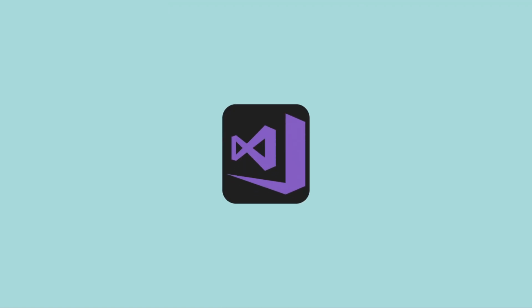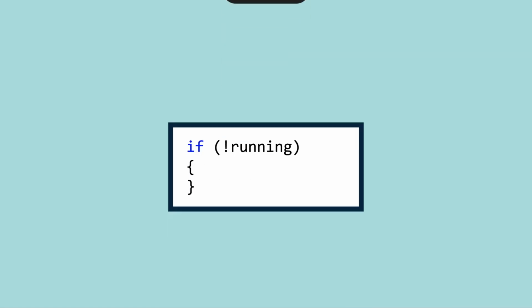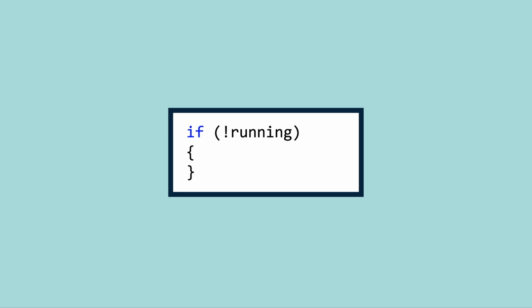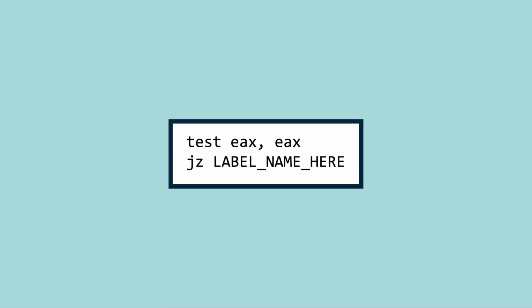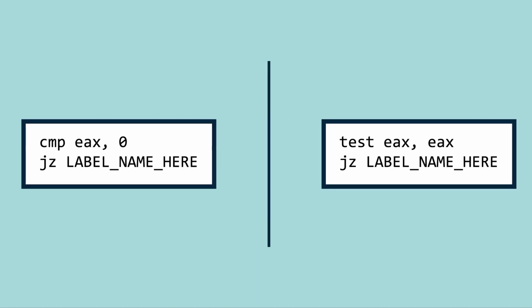When the compiler is generating some machine code from C++, let's say if we have some C++ code that looks like this, then the compiler will use the test instruction. For example, if the value of the EAX register is 0, then the test instruction will set the 0 flag to 1 within the CPU, and the jump will be taken. This code is equivalent to our previous code.